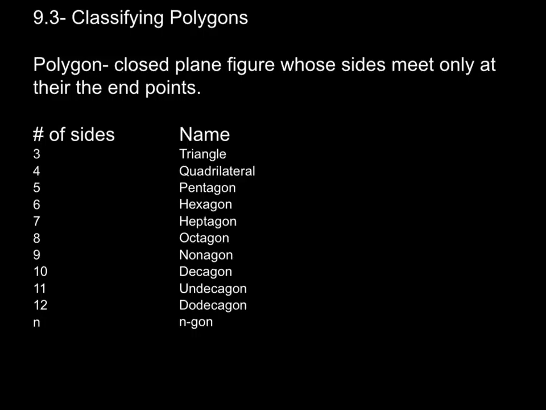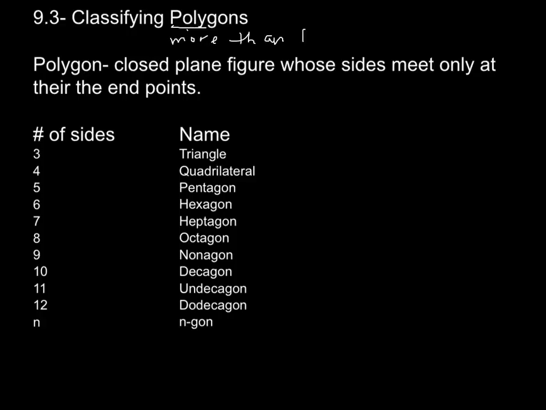Hello and welcome to section 9.3, which is called Classifying Polygons. So the word poly just means more than one. Like a triangle has more than one side, quadrilateral, and that sort of thing. So here's our little cheat sheet that I would make sure you have so that you can know how to classify all of the different polygons we'll be talking about.